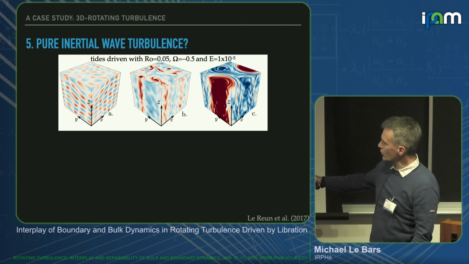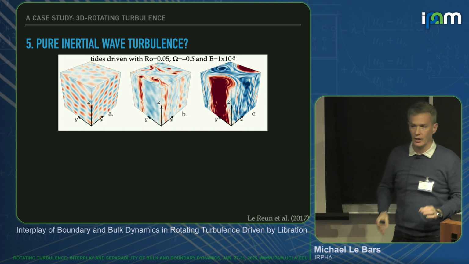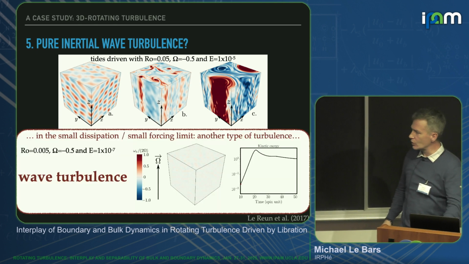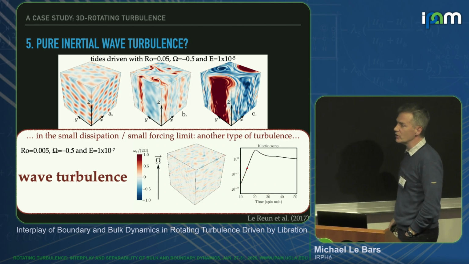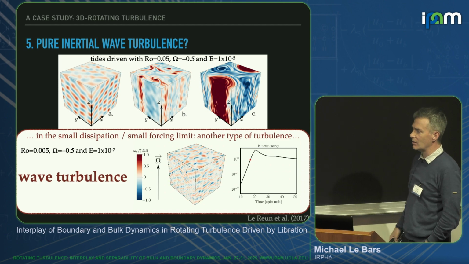This is for a Rossby number of 5 × 10⁻², Ekman 10⁻⁵. And then if we slightly decrease those two numbers, this is what we see. So in the very small dissipation, small forcing limit.